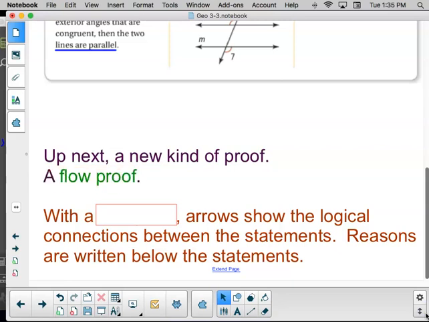Okay. Up next, a new kind of proof, a flow proof. You guys kind of saw it, but we're going to talk about how I know it. Okay? With a flow proof, arrows show the logical connection between the statements. Reasons are written below the statements. Okay? So we're just going to run through and see what's going on. And we're going to do it in a little bit more of a logic format, kind of like a mind map, but it's a mind map with a purpose.